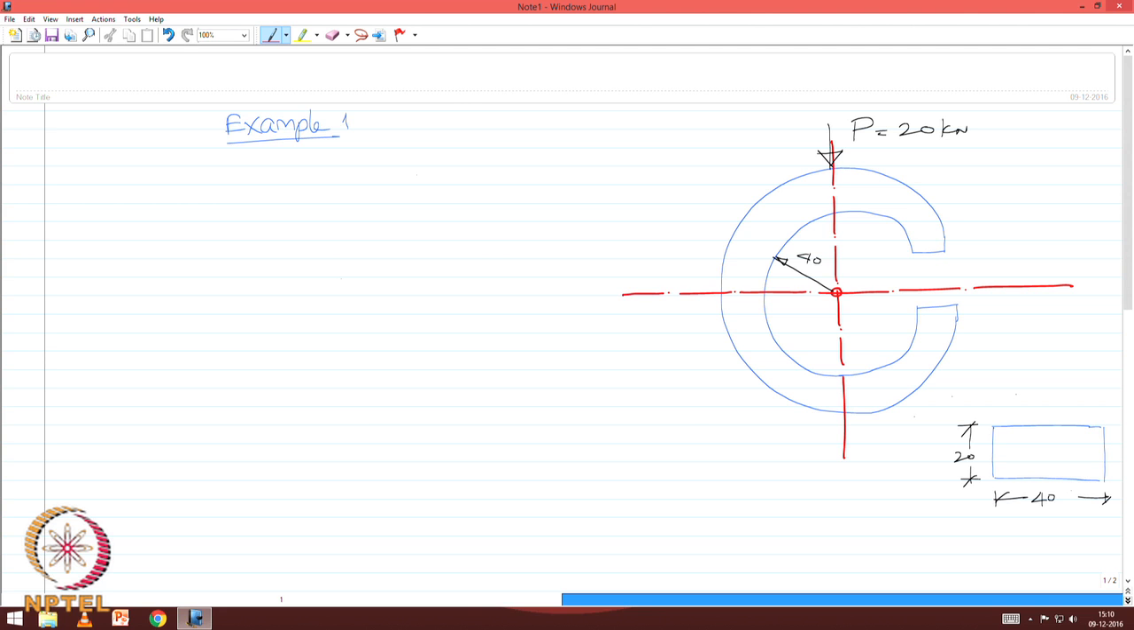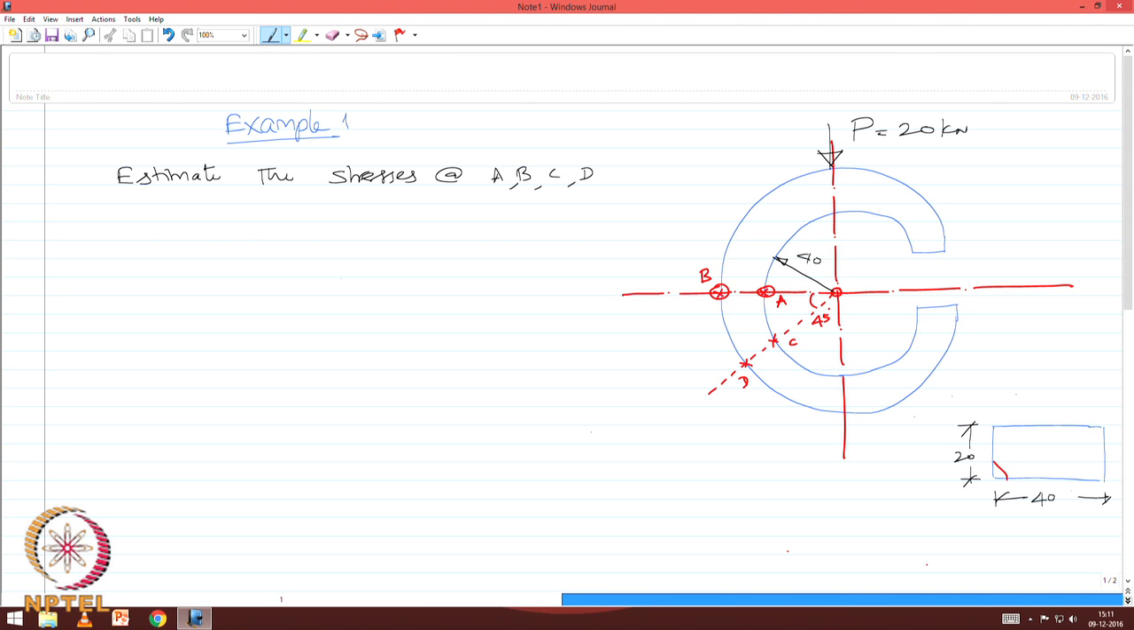We need to estimate the stresses at A and B and also at another section which is at 45 degree, C and D. So, the question asked is: estimate the stresses at A, B, C, D.